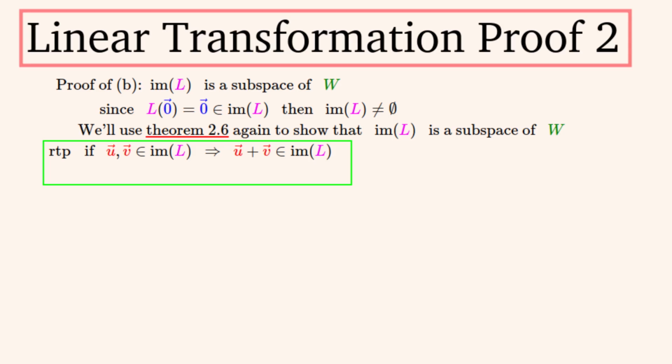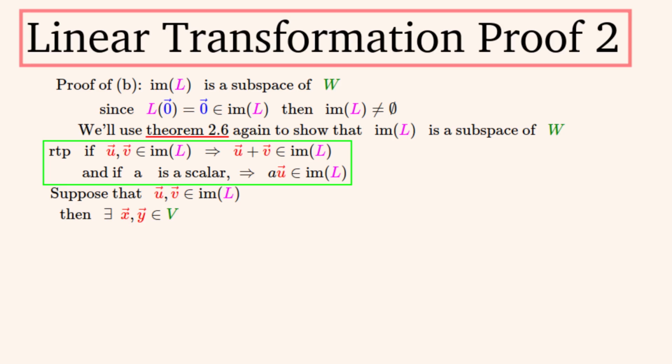So we only need to prove two things to show that it's a subspace. Firstly, the sum of two vectors in the image must also be in the image. And the product of a scalar and a vector that's in the image of L must also be in the image of L. The image of L is obviously a subset of W, because the image is mapped onto W. So now to start our proof. Supposing that these two vectors u and v are in the image of L, then there must be vectors x and y, such that applying the linear transformation L to them gives us u and v, because u and v are in the image of L.